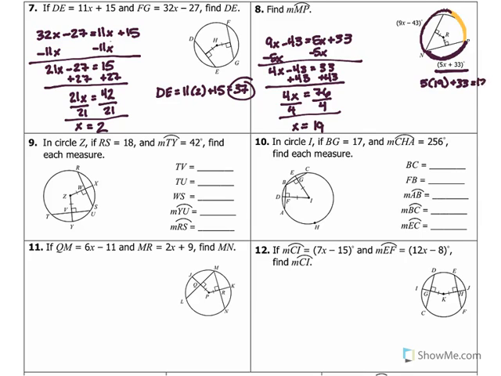And we should get 128 degrees. So I know this is 128, and this is 128 degrees. So let's do 360 minus 128 minus 128, and we should get 104. And that's our answer. This is 104 degrees.